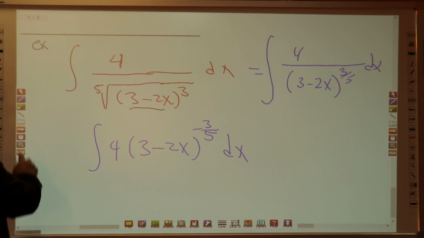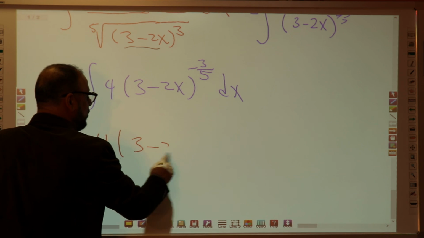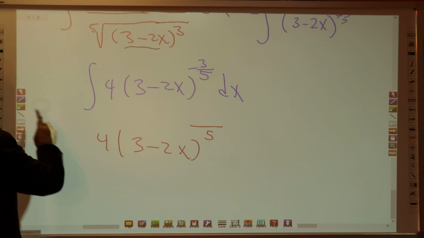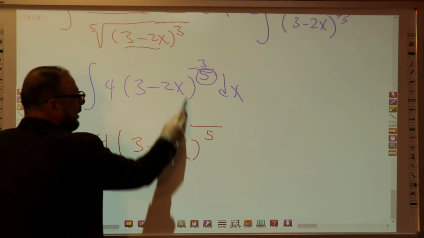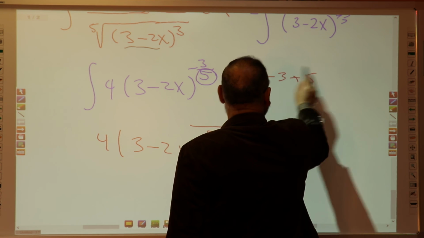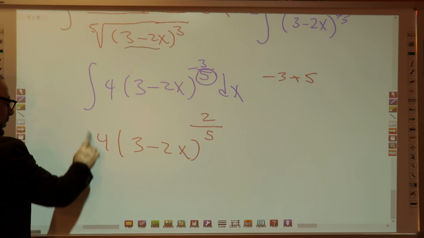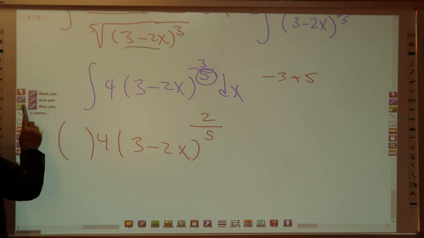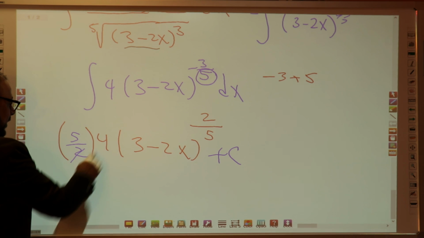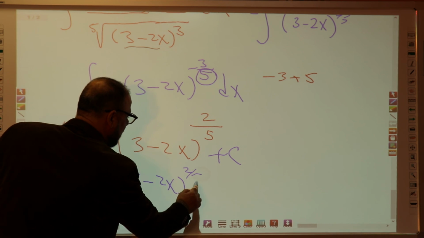Now apply my rule, Ismail. Leave the 4, (3 minus 2x), leave your denominator, right? Now we add negative 3 plus 5 inside, if you don't want to mess up. You add the top to the bottom, which is 2. And you flip it here. You see this guy here, 2 fifths? Whatever that comes to, 5 over 2, and plus C. This one and this 2, 10, (3 minus 2x) to the 2 fifths, plus C.